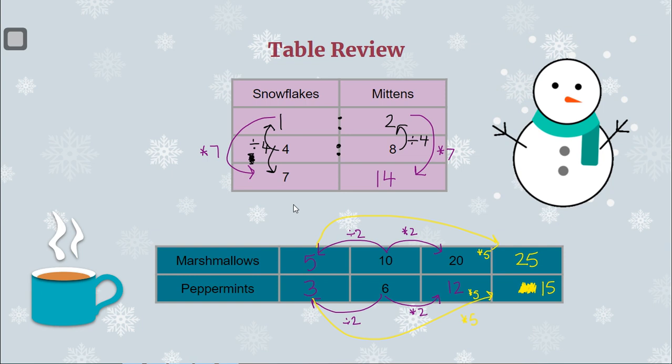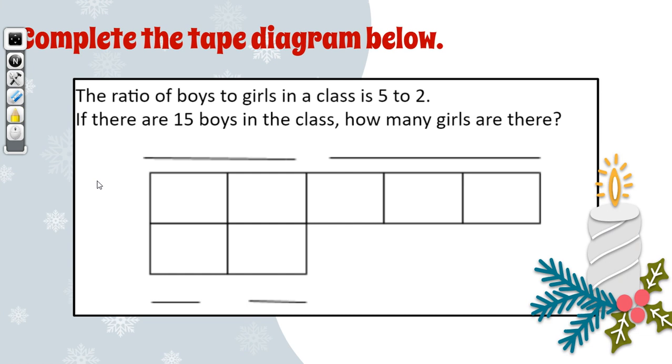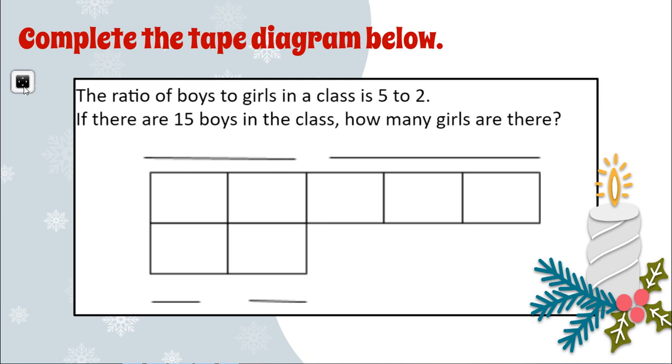All right, let's move on now to our actual notes for today. That was just a quick review. So today we are going to be looking at tape diagrams and double number lines. In this first video, let's just focus on the tape diagrams for now. So hopefully you were able to print out that paper. If not, you're going to have to just get some scratch paper and pause the video and write the problems down as we go. So the ratio here of boys to girls in a class is 5 to 2.